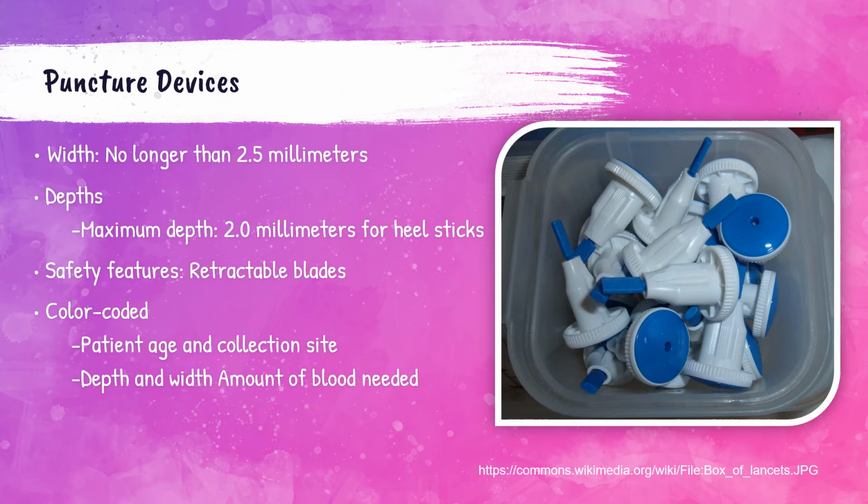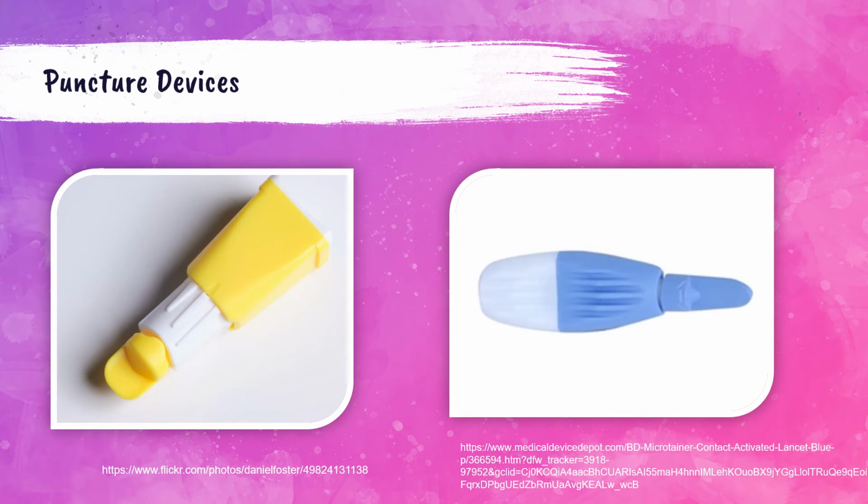after they are used. The device should be selected based on the age of the patient and the collection site, as well as the amount of blood that is needed. The photo on the right-hand side of this slide shows an example of a puncture device used for dermal procedures. This slide shows two more pictures showing examples of the types of puncture devices used for dermal punctures.